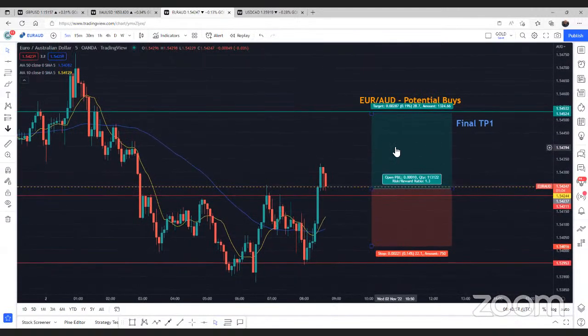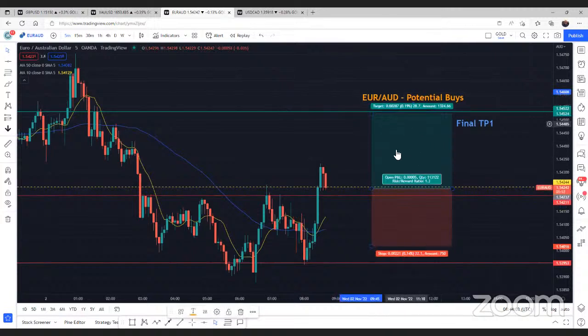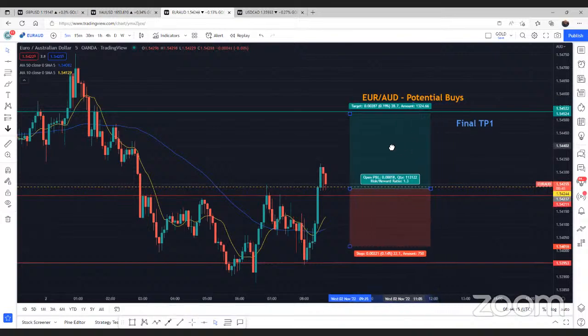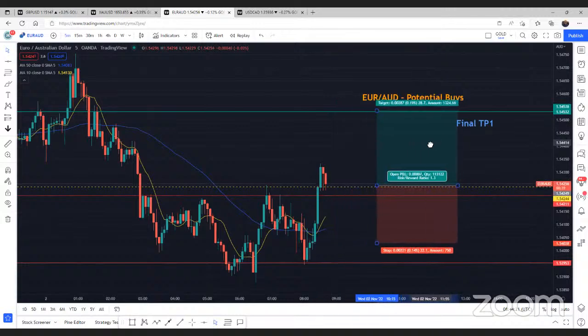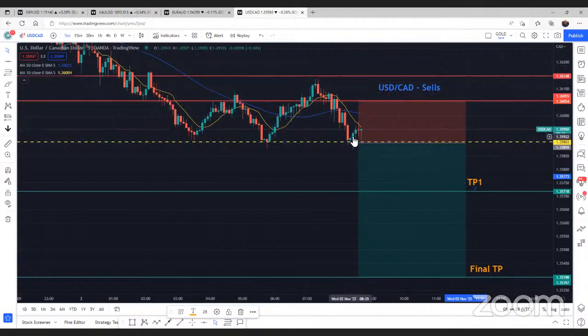This is potentially a good trade. Again, guys, this is called the position box. If you see the position box far away from the price, it means I am not in the trade, and you can see it says potential buys. But once I pull it close to the price, you know I'm in the trade. Just like this one, for instance, you can see I am in the trade because the position box is right next to the price.